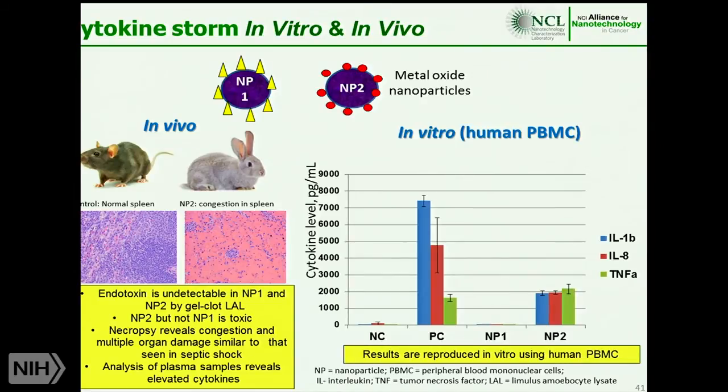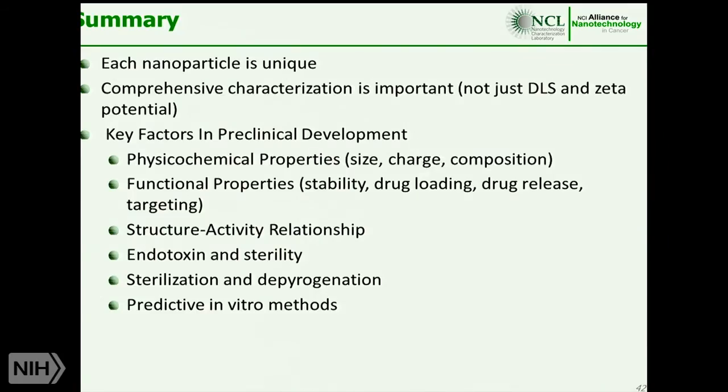Then these particles were tested in vitro in peripheral blood mononuclear cells. The toxicity was reproduced for the formulation 2. Formulation 2 was inducing TNF, IL-1, IL-8 cytokines, but formulation 1, which was not toxic in vivo, did not induce the cytokines. Again, this study shows the utility of the in vitro cytokine test in predicting in vivo toxicity due to the cytokine storm. So in summary, I would like to say that each nanoparticle is unique.